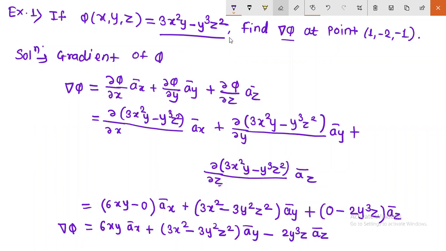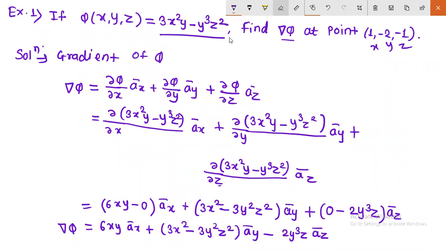When this del operates on a scalar, that operation is called gradient, so we have to use the formula of gradient, at the point 1, minus 2 and minus 1. Here the x, y and z coordinates are given. First identify which coordinate system is given. Here the Cartesian system is given, therefore we use the formula for the Cartesian system.